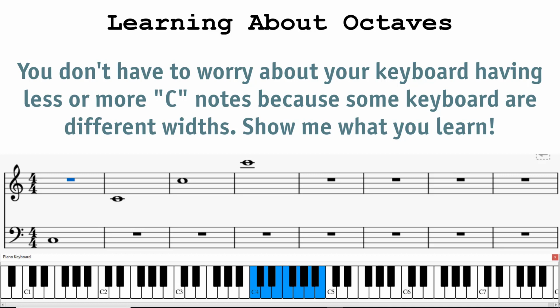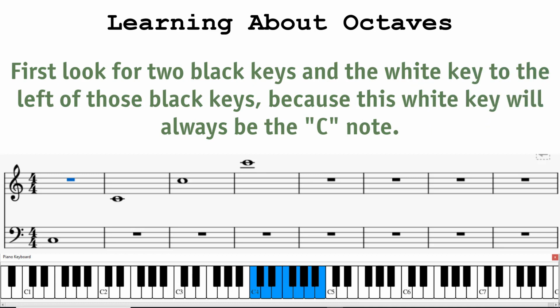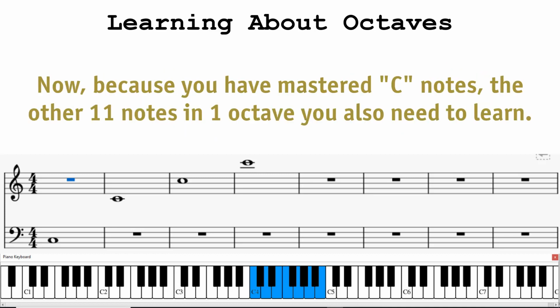Show me what you learned. First look for 2 black keys and the white key to the left of those black keys, because this white key will always be the C note. Now, because you have mastered C notes, the other 11 notes in one octave you also need to learn.